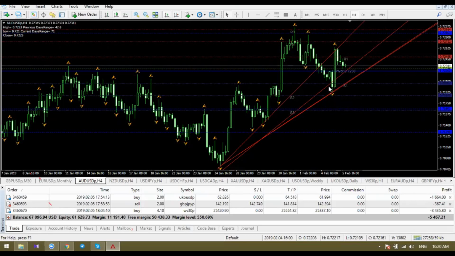Here we have a peak, right? So a peak that is created here, between this line and this line, is our middle trend line.